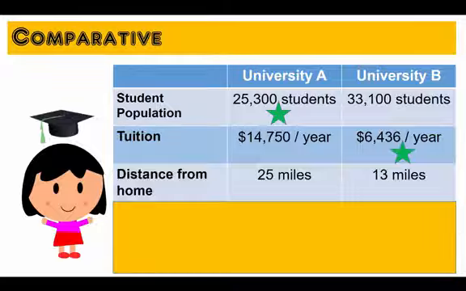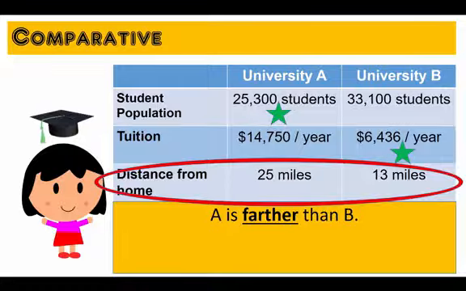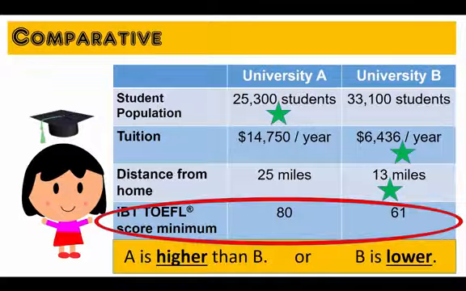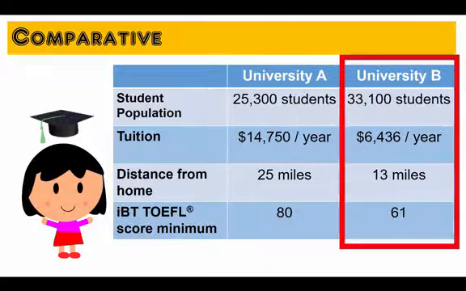After this, I will look at how far these schools are from my home. I don't like driving, and there is a lot of traffic where I live. Wow, it seems A is farther than B. I like that B is closer. Lastly, I have to think about my TOEFL score. I don't have a high score. It seems that the TOEFL score requirement for A is higher than B. Since B's requirement is lower, maybe B will accept me. Overall, B seems like a better school for me.